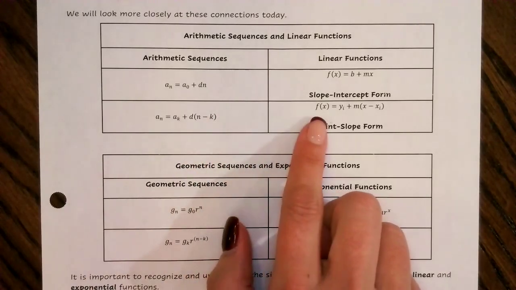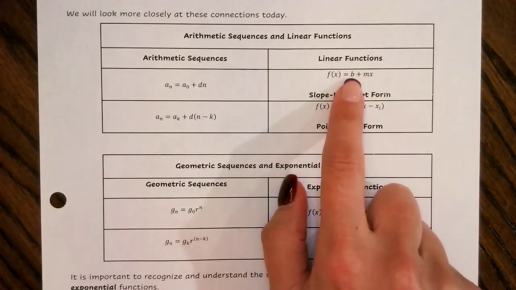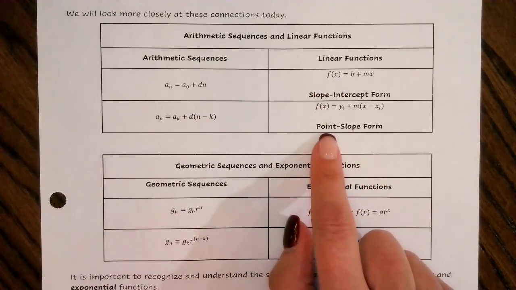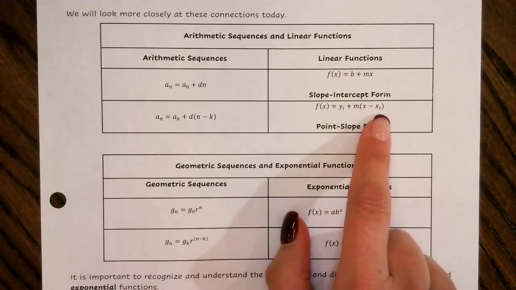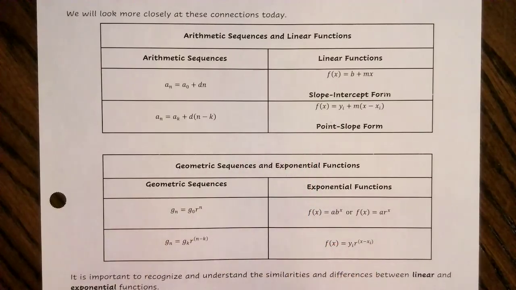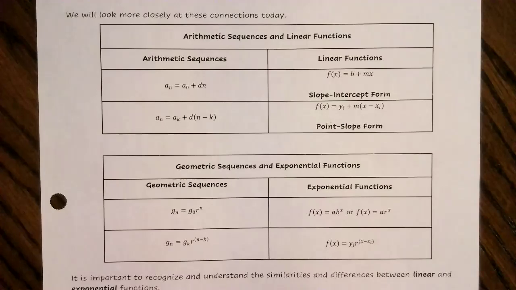You can compare those to the linear functions when you talked about the slope-intercept form, which was mx plus b. These are very similar to each other. For the point-slope formula, that was when we had y1 plus m times x minus x1. These two formulas are very similar to each other. Now remember, with sequences, we're only putting in whole numbers, so it is not continuous. You are not connecting those dots, whereas with linear functions, you can put anything into x and have decimal values.